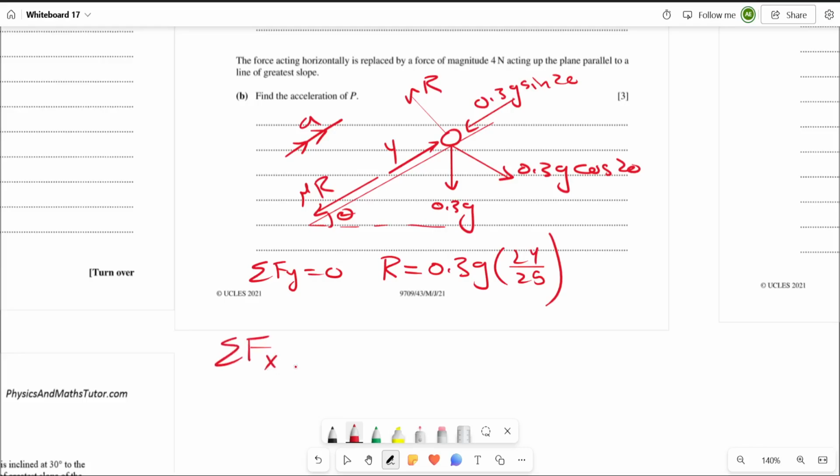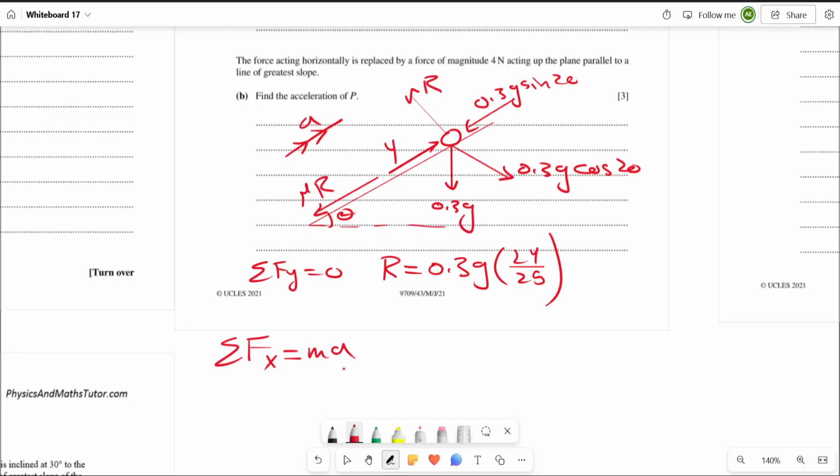Is it equal to 0 like all the questions we've been doing? No. Now sigma F of x is equal to ma. So now it's a little bit more steps here. When you see that you have sigma F of x equals ma, then it's no longer forces are balanced. No. Forces are not balanced.